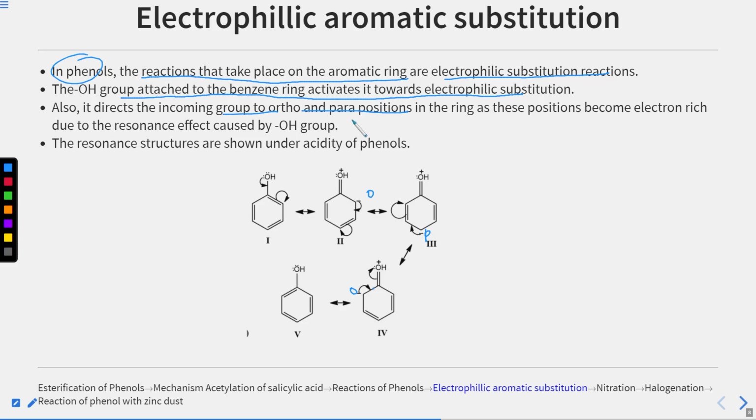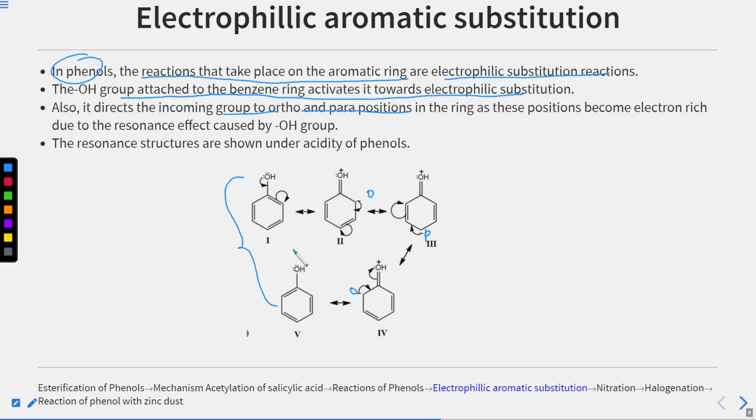So in electrophilic aromatic substitution we have an electrophile. Electrophile means electron loving. Now since this OH group is increasing the charge density on the ortho and para positions, that is the negative charge density, the incoming electrophile will go to the ortho and para positions, and its resonance structures are shown under acidity of phenol.